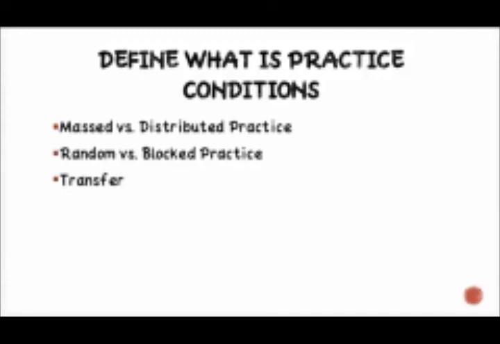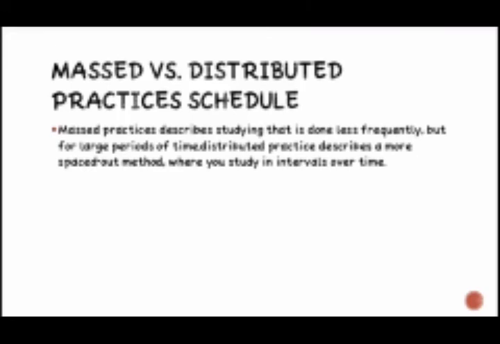Okay, so I will define the practice conditions of mass versus distributed practice, random versus block practice, and transfer. In mass versus distributed practice schedule, mass practice describes something that is done less frequently, but for a large period of time. Distributed practice describes a more spaced out method where you study in intervals over time.